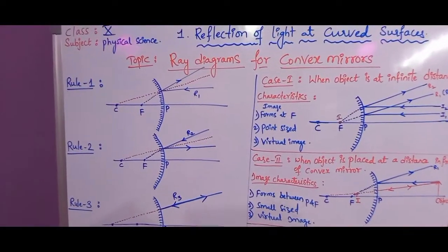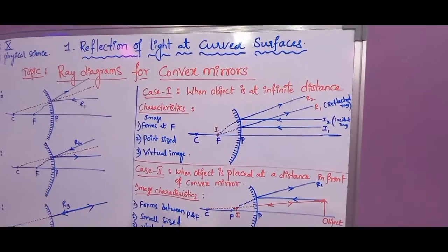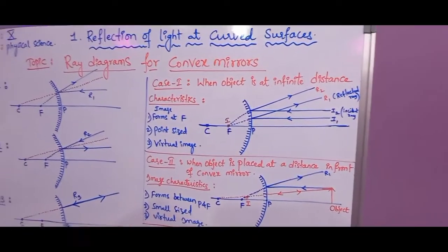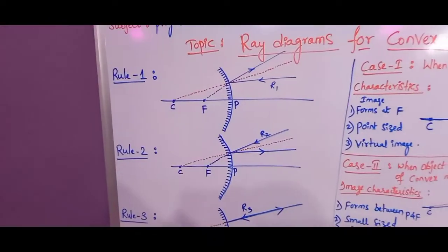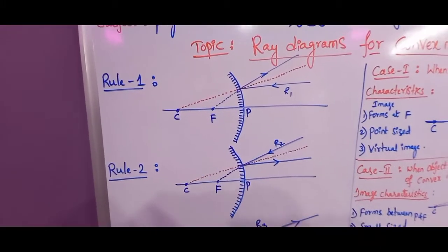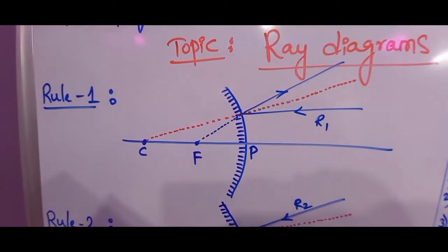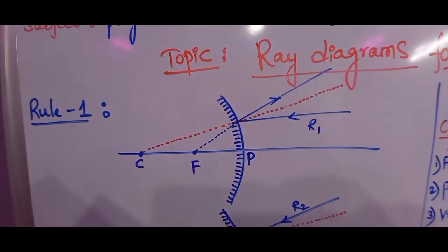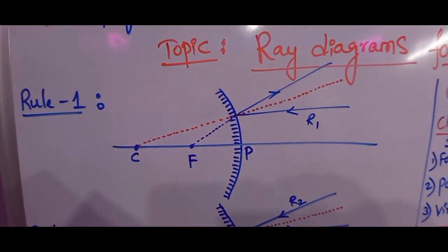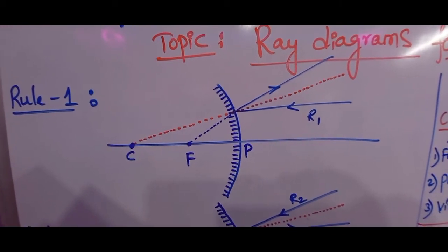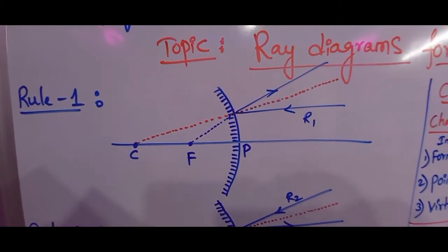Okay, children, before drawing the ray diagrams for different cases in the case of a convex mirror, first of all, we need to learn the rules for drawing the ray diagrams. So rule number 1. Rule number 1 says, see the diagram carefully. According to this rule, a ray parallel to the axis on meeting the convex mirror will get reflected so as to appear as if it is coming from the focal point.